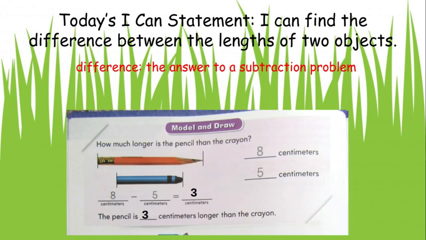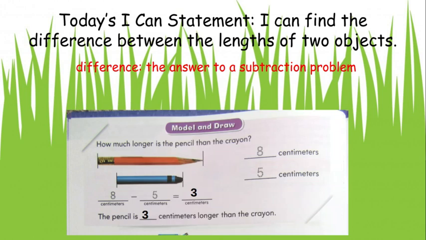The question says, how much longer is the pencil than the crayon? Well, they measured both objects for us. They found the pencil was 8 centimeters and the crayon was 5 centimeters. Remember, if our I can statement says we're finding the difference between the lengths of two objects today, that means we're going to be using subtraction sentences. So we took the two measurements, 8 centimeters and 5 centimeters, and we put them in a subtraction sentence. 8 minus 5 equals 3. So the pencil is 3 centimeters longer than the crayon.